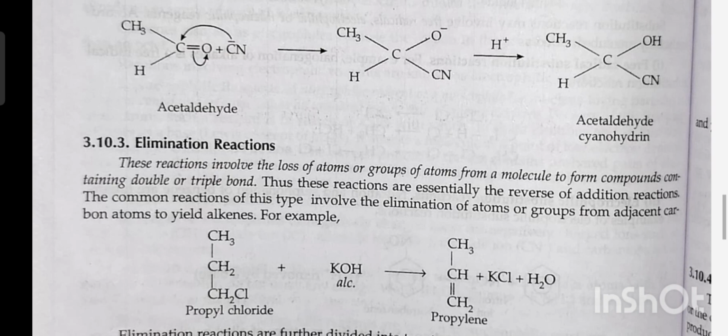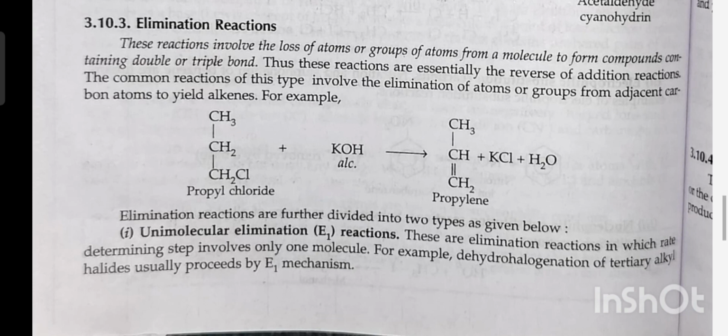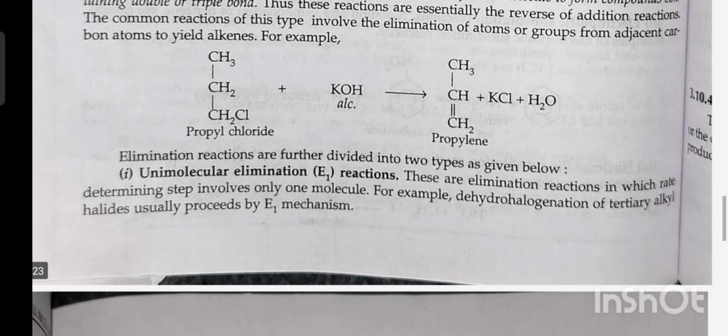Elimination reaction. These reactions involve the loss of an atom or a group of atoms from a molecule to form a compound containing a double or triple bond. Thus, these reactions are the reverse of addition reaction. The common reaction of this type involves the elimination of an atom or a group from adjacent carbon atoms to yield alkene. For example, propyl chloride plus alcoholic KOH is converted into propylene.